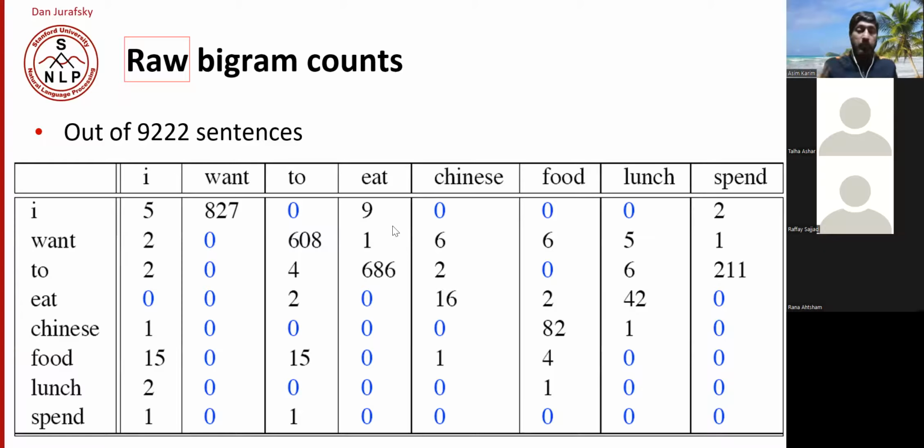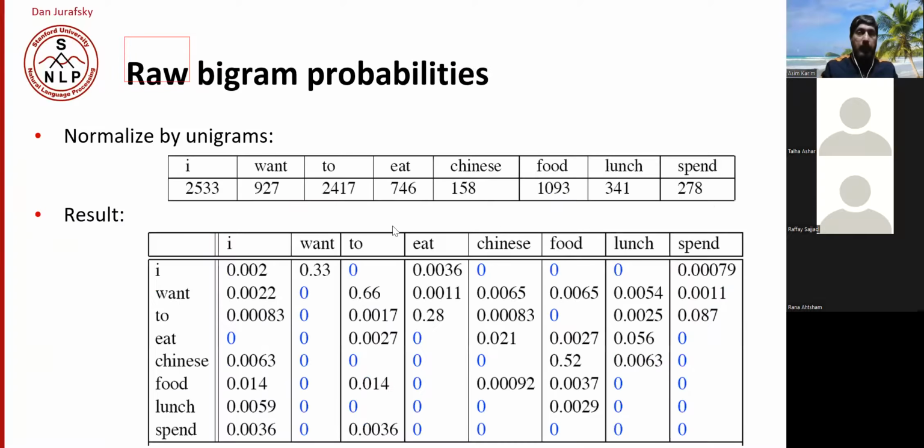So let's say you want to find the probability of "eat" followed by "Chinese," or basically "Chinese" given "eat." You take the count of "eat Chinese" and divide it by the count of "eat." The count of "eat" is the sum of all the counts that you see in the row of "eat." That gives you the probability of "Chinese" given "eat," which is given in this table here.